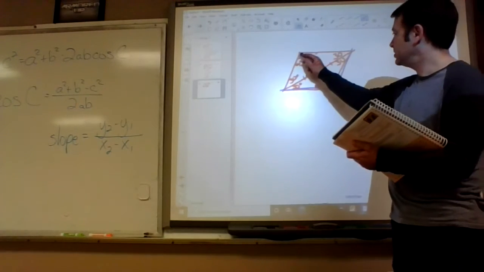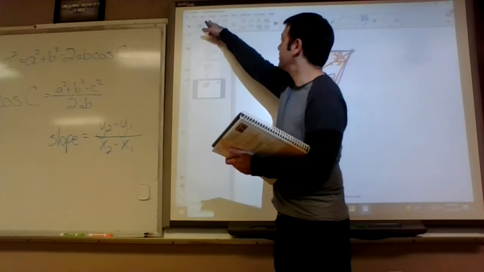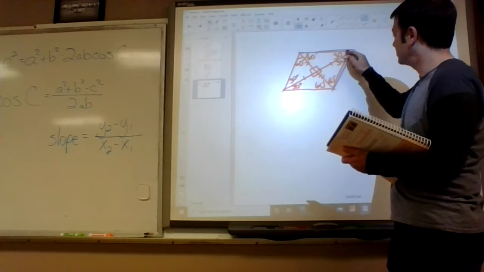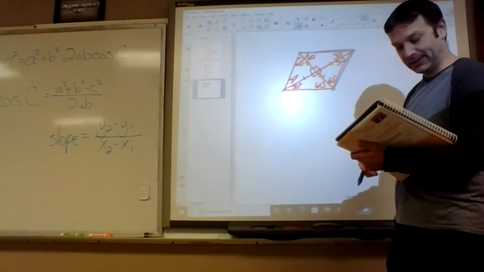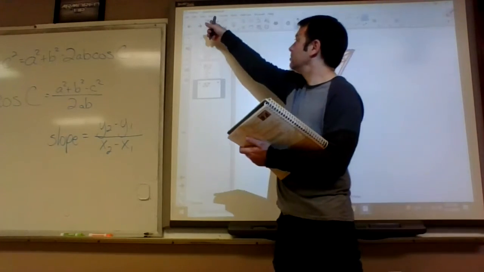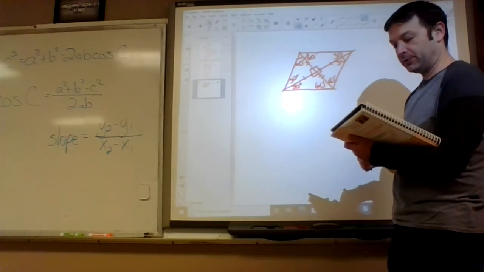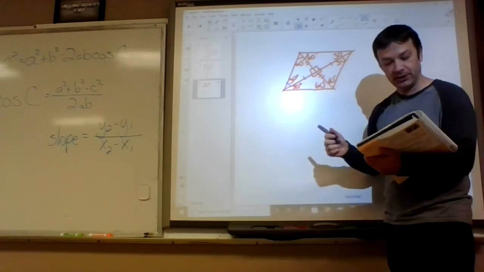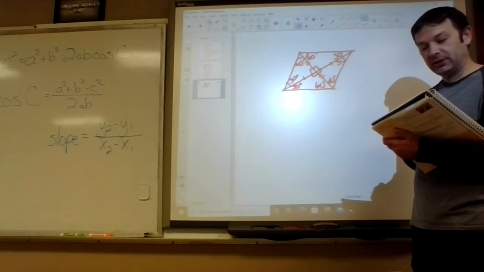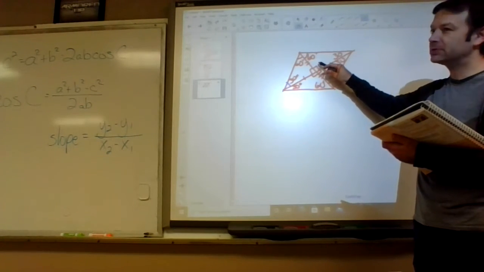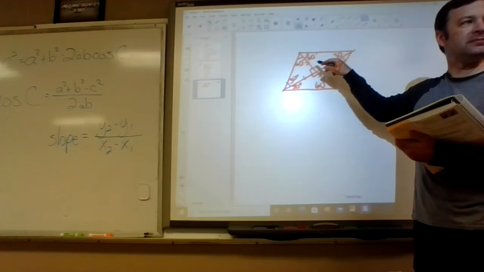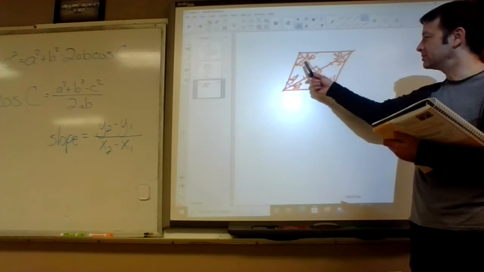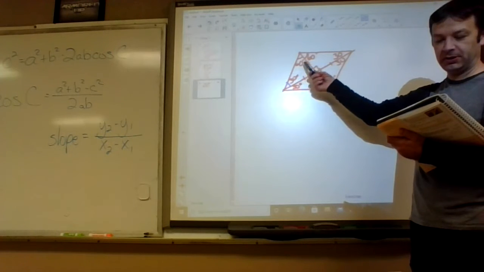EFG. What would this angle right here be? 60. Angle 4. We kind of already did that one down here, so it's just 30. Angle 5. What's that? 90. Angle 6. 60.